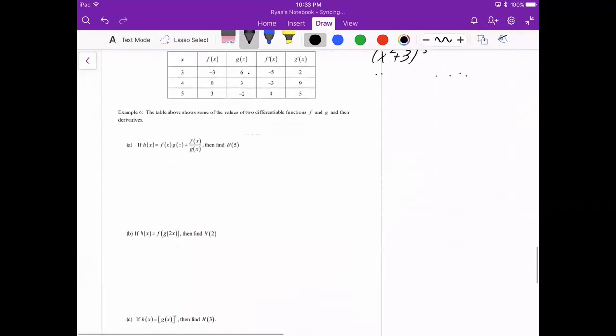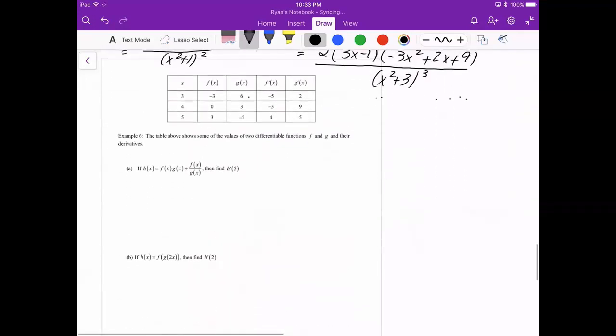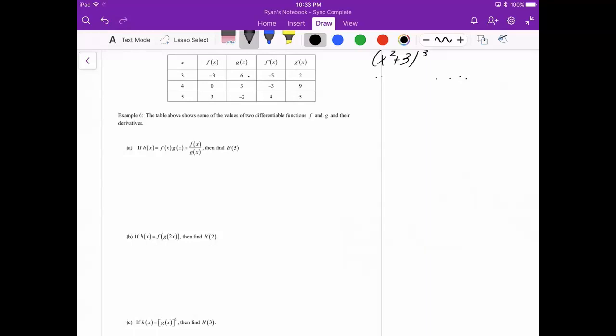Okay, final page of the notes here, example 6. These are very typical problems that you'll see on the AP exam, possibly on multiple choice, also possible on free response as well. And so we want to make sure that we know how to do these symbolic type problems. Okay, so using this table and these functions that they give us, we want to find these derivatives.